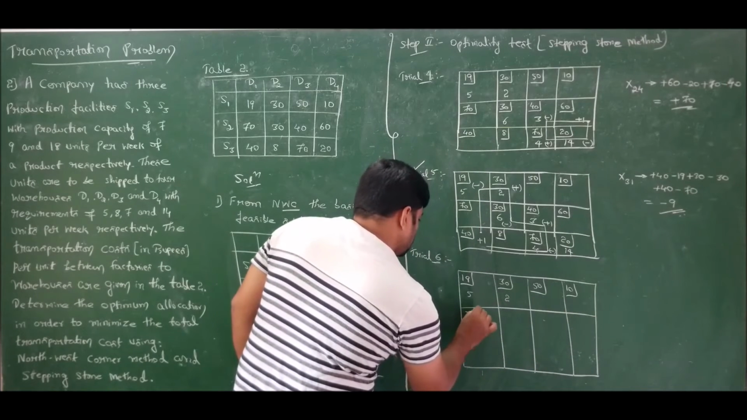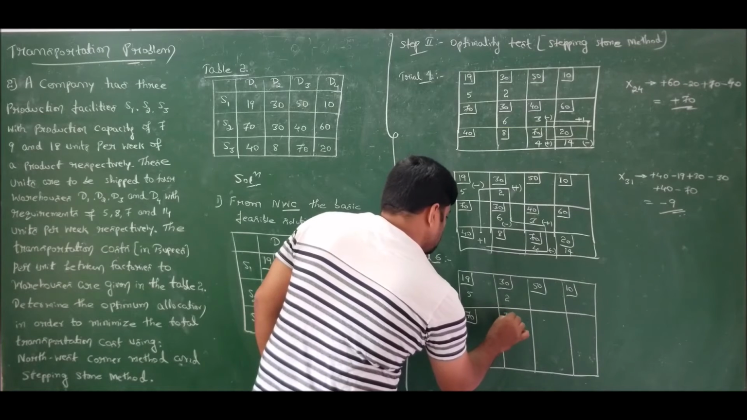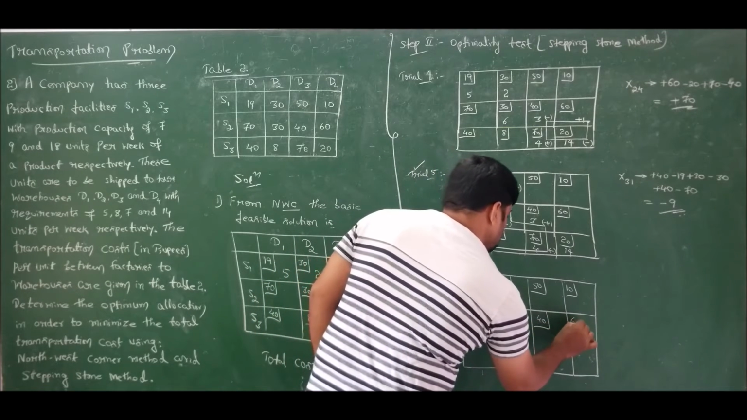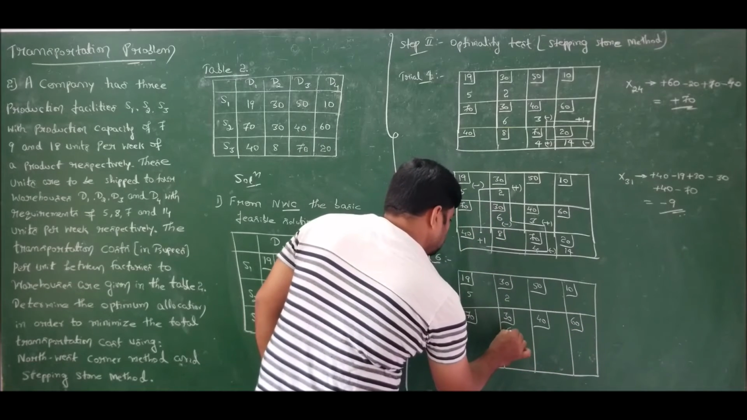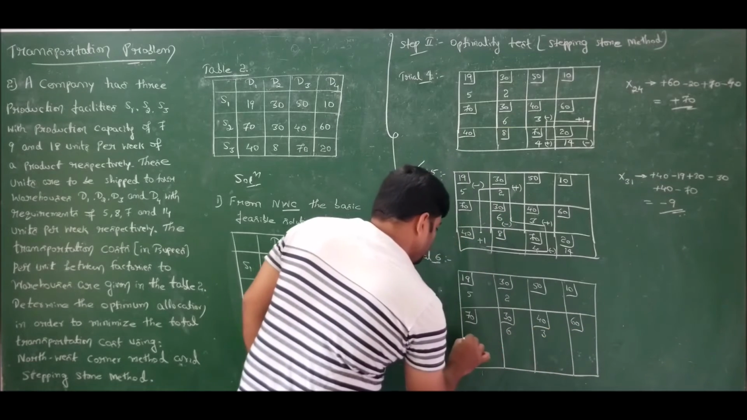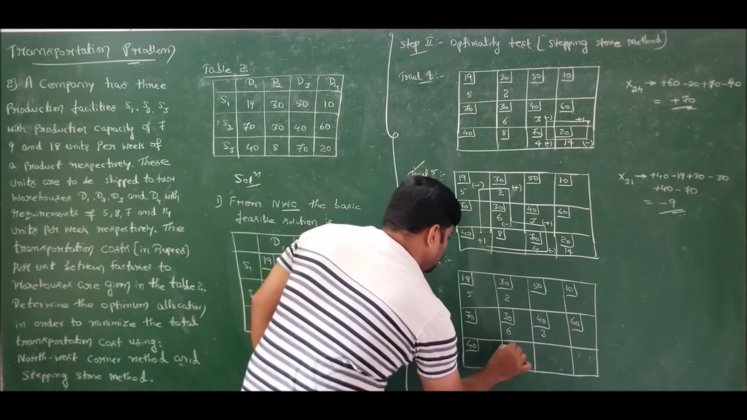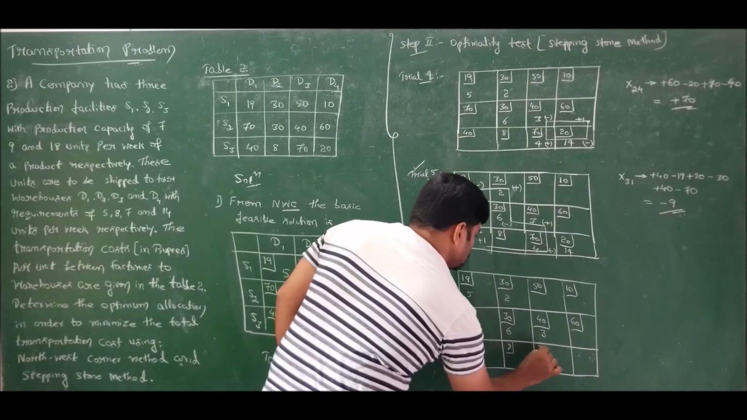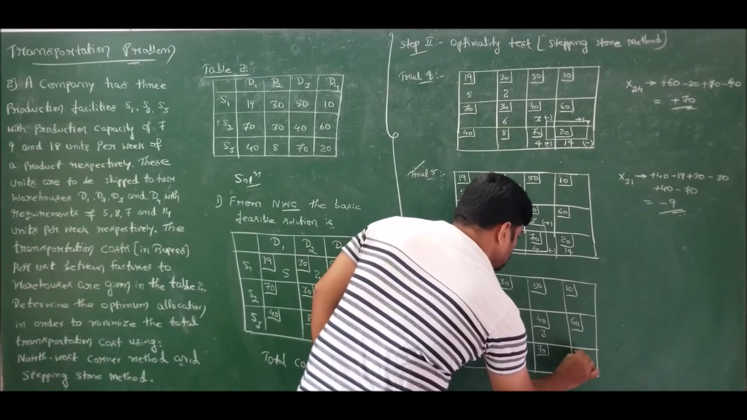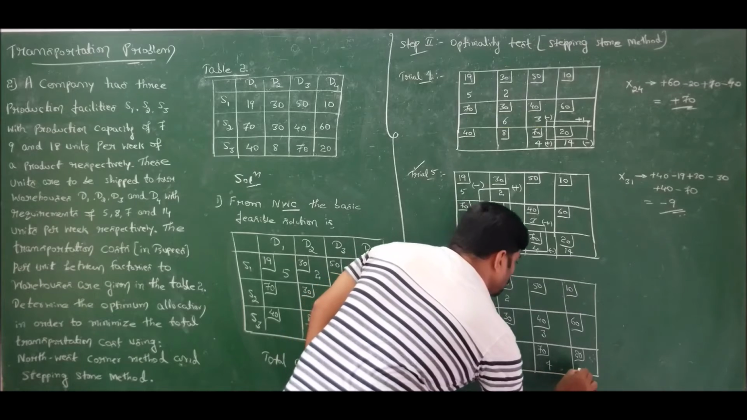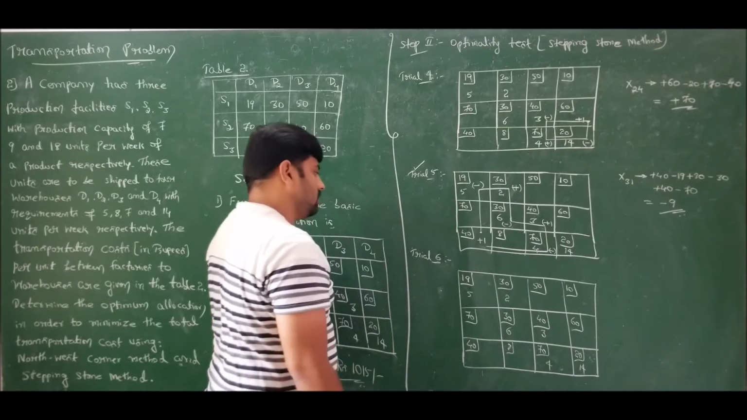Next we have 70, 30, 40, 60, allocations are 6 and 3, and then we have the unit costs as 40, 8, 70 and 20. The allocations are 4 and 14, right?